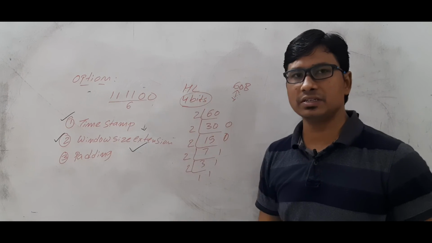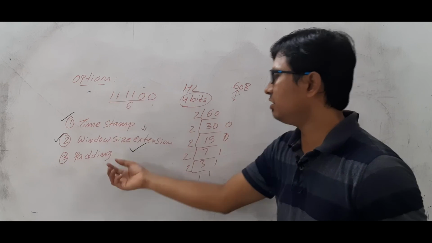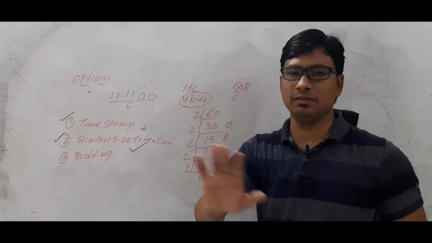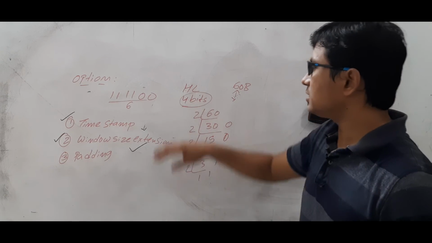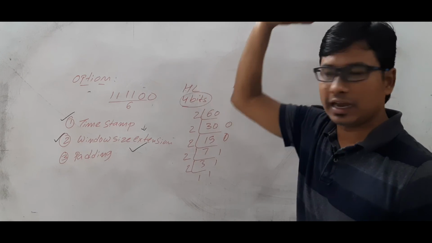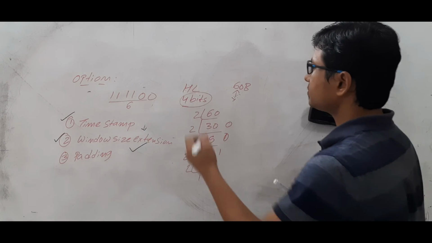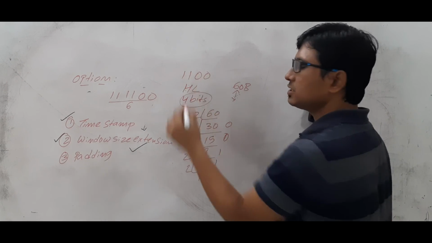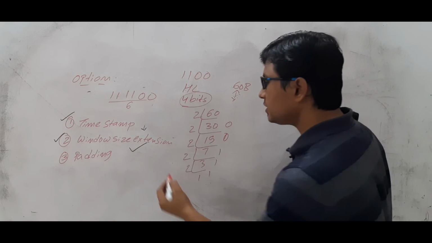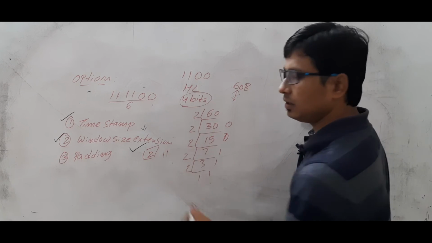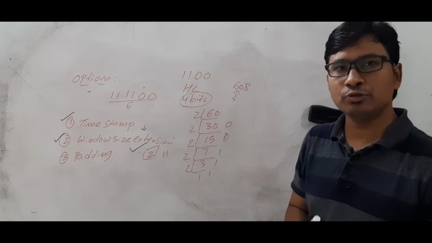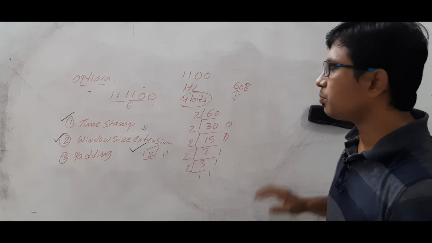But how will I represent it in 4 bits? Don't think that I will take 2 bits and keep them in the padding, in the options. That is not the point. Some people may think that the first 4 bits, 1100, you keep in the header length, and in the options field you take 2 bits and keep the 11. No, that is not the point. A lot of people will think like that, but that is not it.